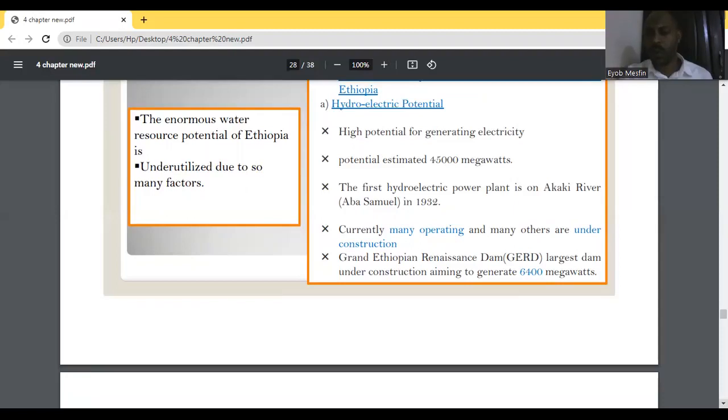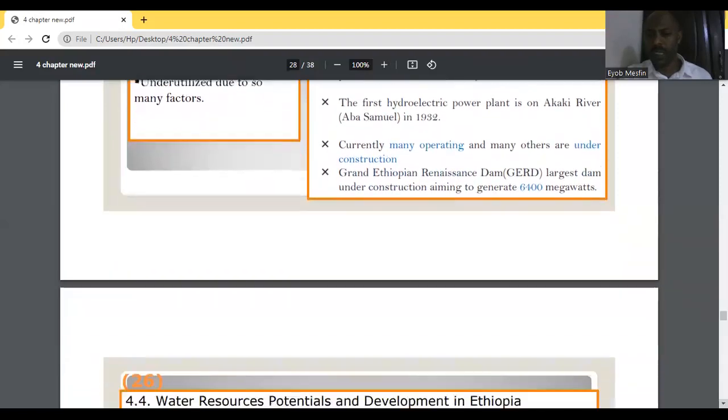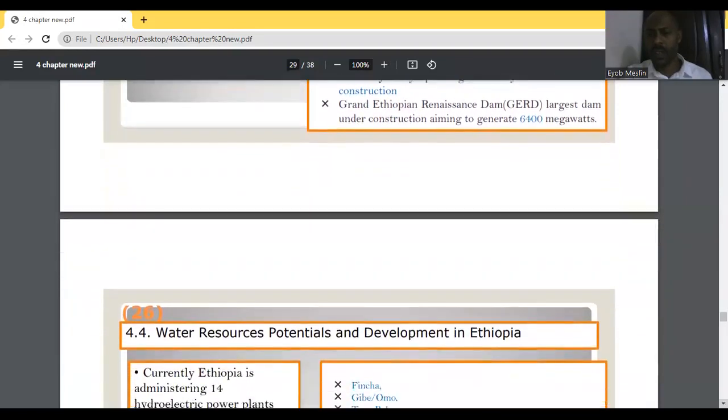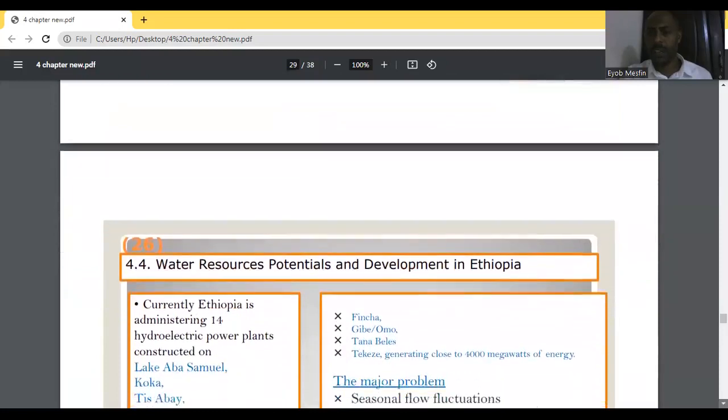Currently, we have a big dam named the Grand Ethiopian Renaissance Dam. We are assuming that after we finish this dam, it will generate 6,400 megawatts. So this is the largest dam, not only in Ethiopia, but the largest in Africa.